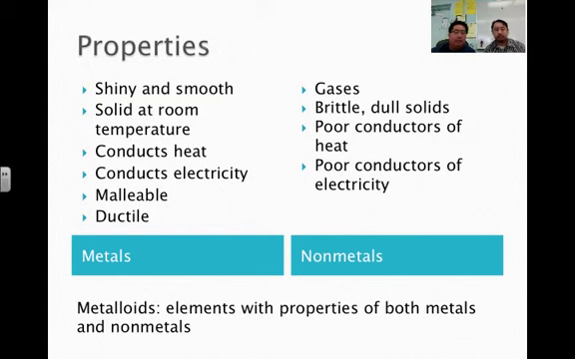And then your metalloids, these are elements that have a mix of properties depending upon which metalloid we're talking about. They kind of pick and choose from both categories, depending. And that's pretty much it until next time.